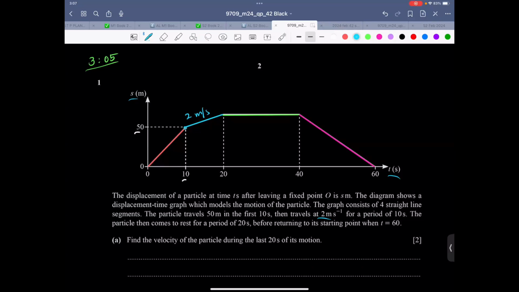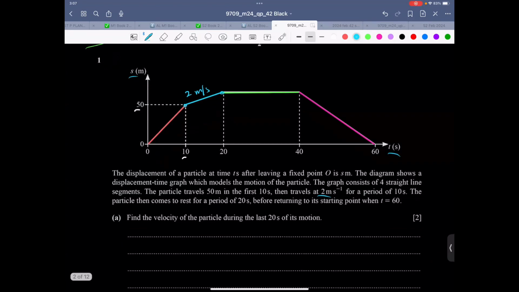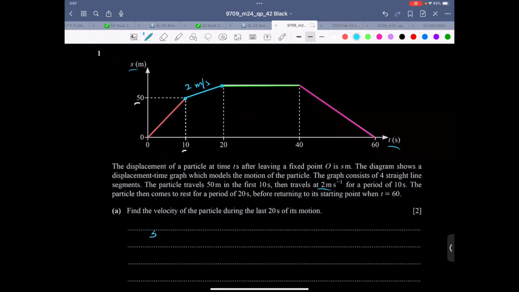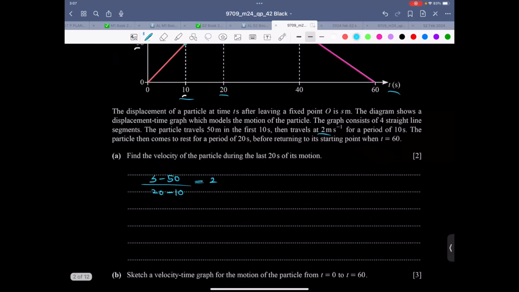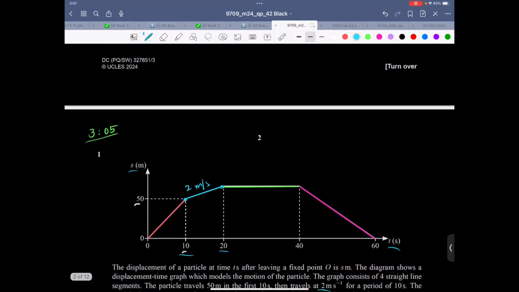So mark this point, mark this point. Let's get started. So therefore, s minus 50, that is the change in displacement, divided by the change in time, which is 20 minus 10. This equals 2. s minus 50 equals 2 times 10. Therefore, s comes out to be 50 plus 20. Therefore, s is 70. Therefore, the value over here, that is 70.